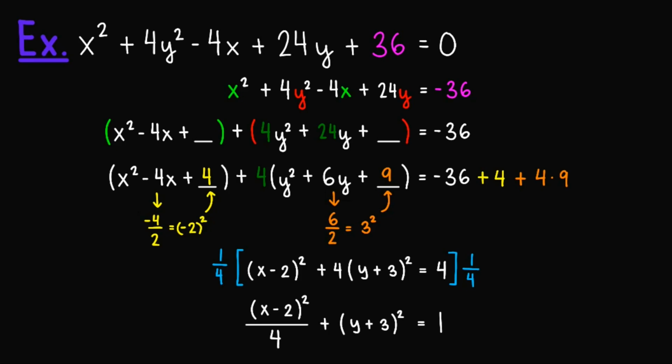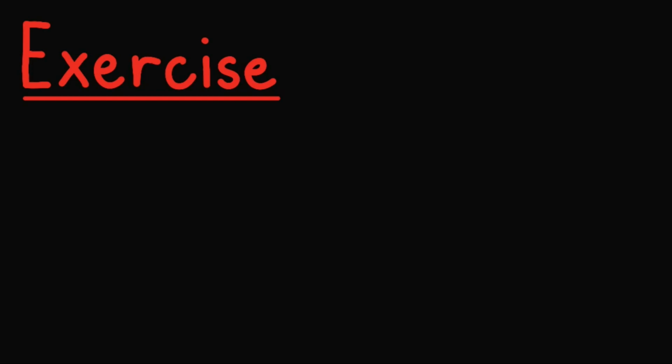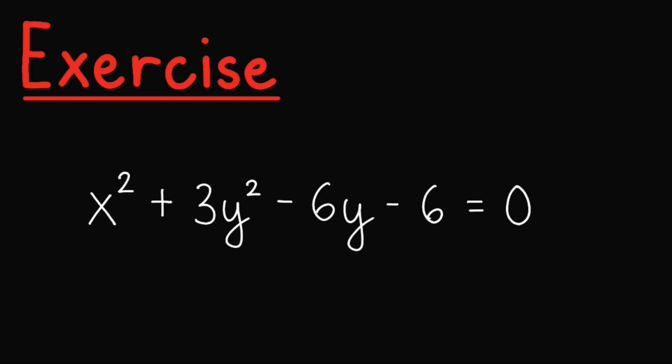So good. To end this, here's an exercise that you can work on. We have x squared plus 3y squared minus 6y minus 6 equals 0. Your goal is to convert this into its ellipse form equation. You can check the example earlier, since the process is just similar.